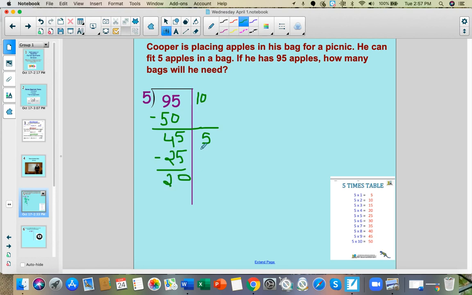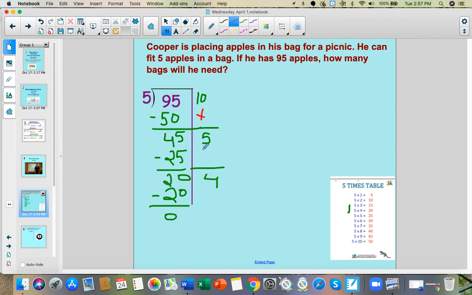You cannot do 5 times 5 anymore because 20 is less than 25. So now you can go to your table and see where is 20. So we know that 5 times 4 is 20. So right here, you're going to do 5 times 4, and you're going to put 20. You subtract, and you get a 0. Now you need to stop because the quotient is 0 or less than 5.